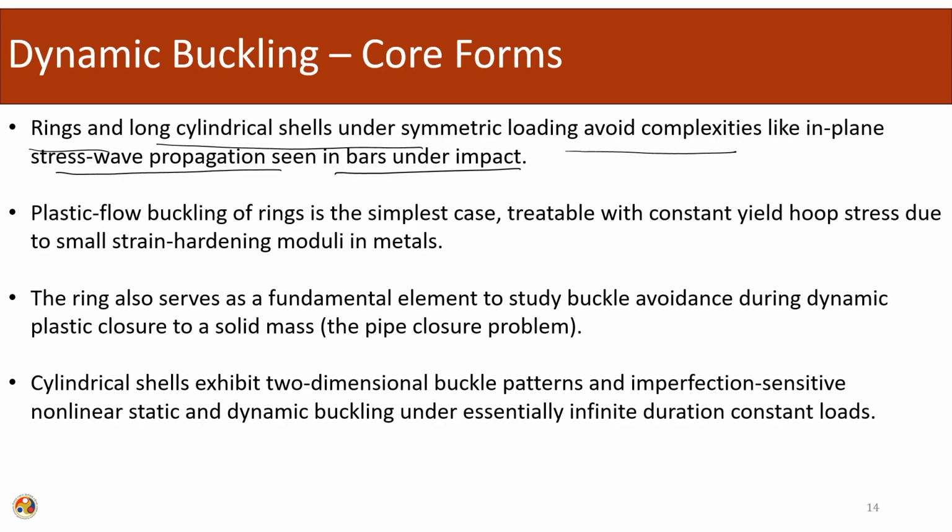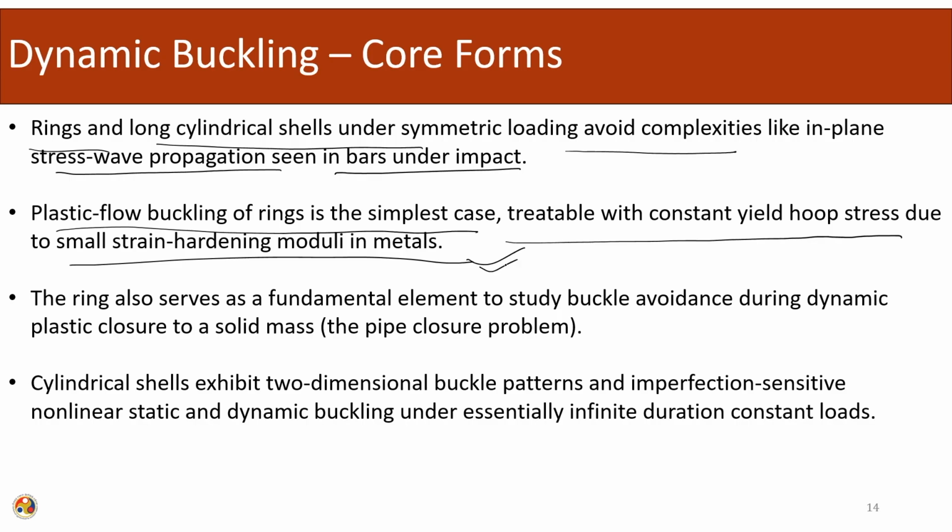Plastic flow buckling of rings is the simplest case. The formation of the plastic flow in the rings is the simplest case, and this can be treated with the constant yield hoop stress due to small strain hardening moduli in the metals. So, these cases can be easily dealt with.